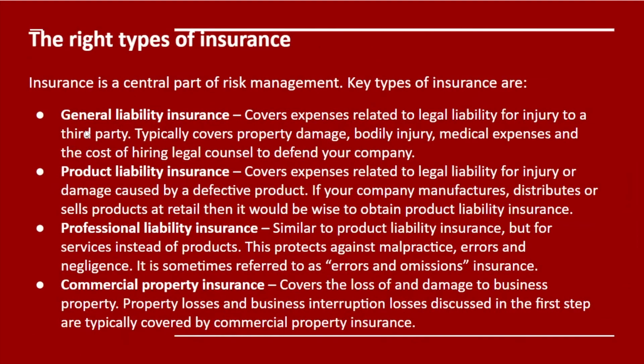What are the types of insurance you can buy? General liability insurance just covers you for liability. It's what you have in your car. When you drive, you have general liability insurance. So if you run over someone, they sue you, basically the insurance company pays the bill.